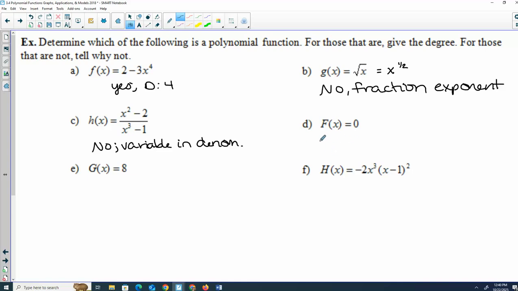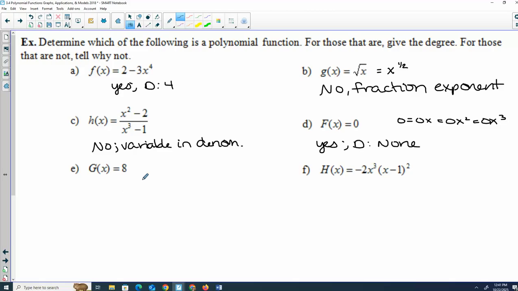Is D a polynomial? Technically it doesn't break any of the rules, but the degree is the tricky thing. Isn't 0 the same thing as 0x, which would be degree 1? Isn't that the same as 0x squared, which would be degree 2, or 0x to the third, which would be degree 3? So in this case, we say there is no degree. If it's just a 0, you can't identify what that exponent is. It could be anything. So 0 is like the special case. It's the only one where we can't give a degree.